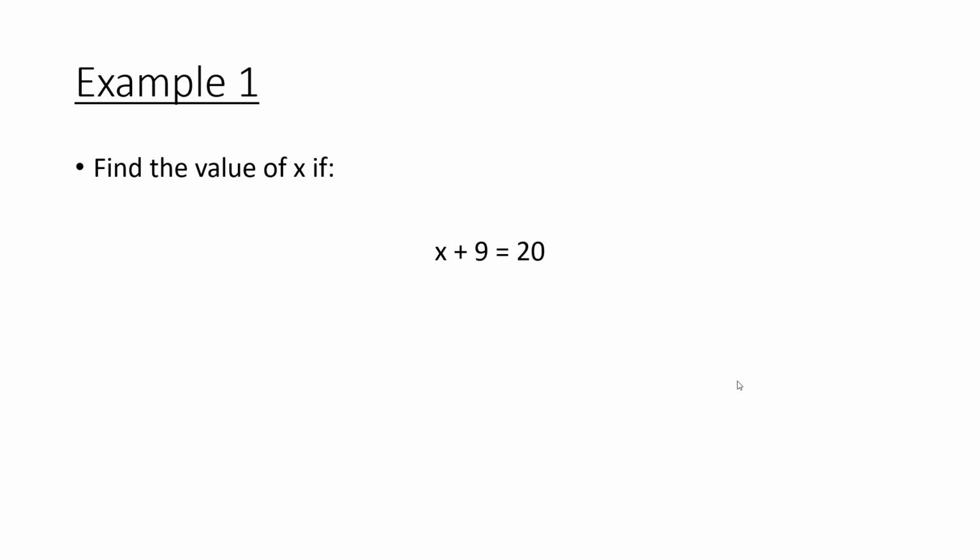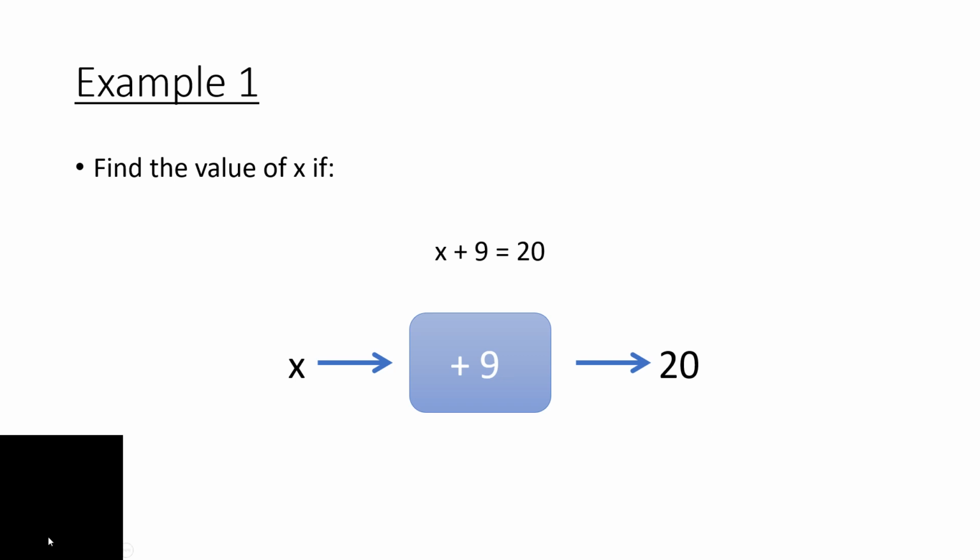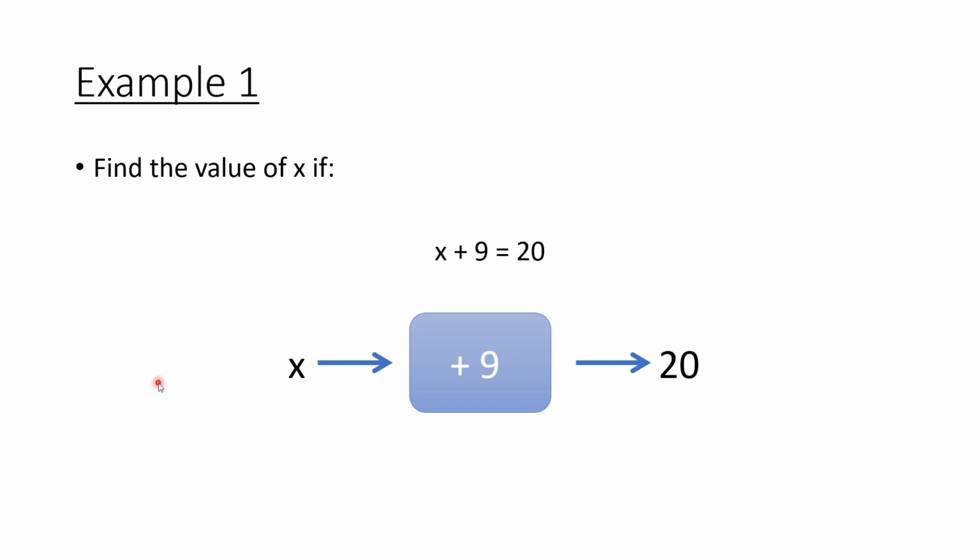So find the value of x if x plus 9 equals 20. Now some of these might be quite easy, you can figure them out in your head, but using a function machine, this is what it would look like. So your input is x, you're adding 9, and your output is 20. Now because we need to find out what the value of x is, because we don't know what our input is, this is where we work backwards.